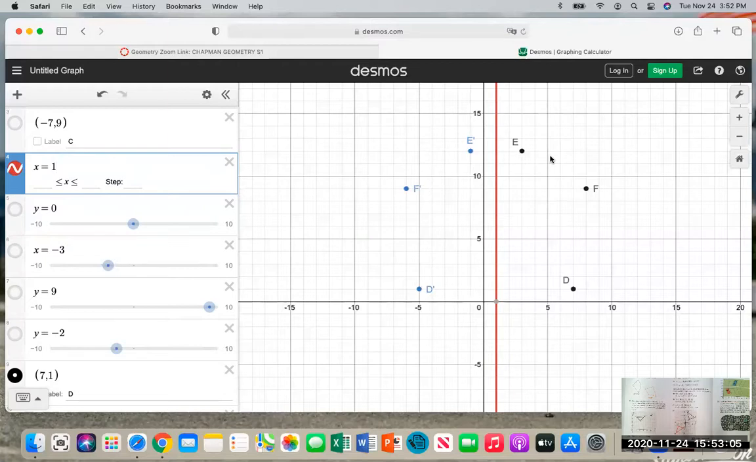So it's going to be translate. I want to go up 3 units, so it's going to be 0, 3. And then I want to reflect across the line. What was it again? X equals 1. And that's going to be triangle DEF, and that's going to give me triangle D prime, E prime, F prime.